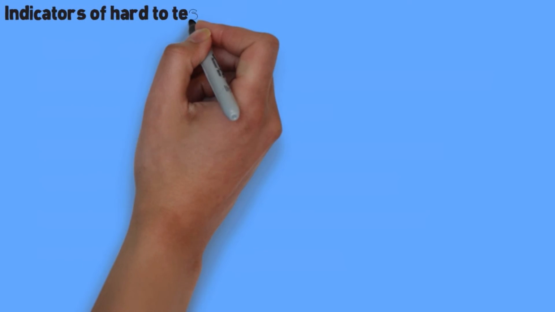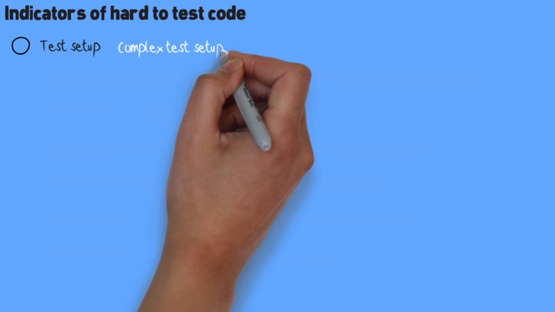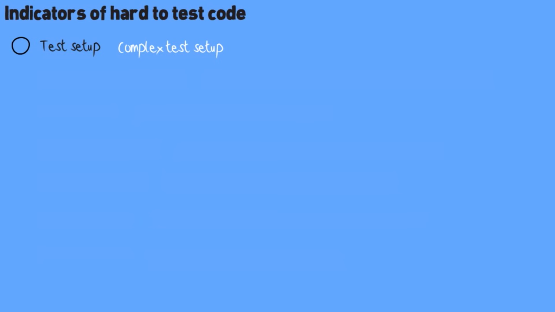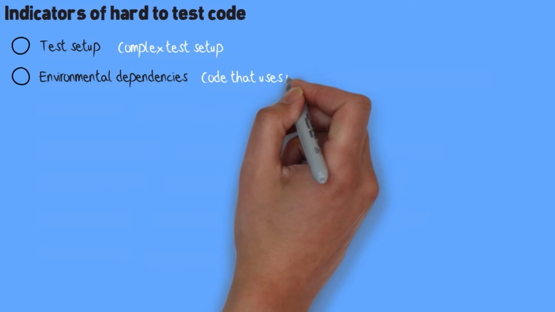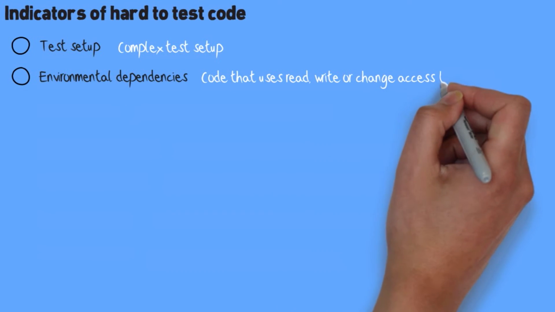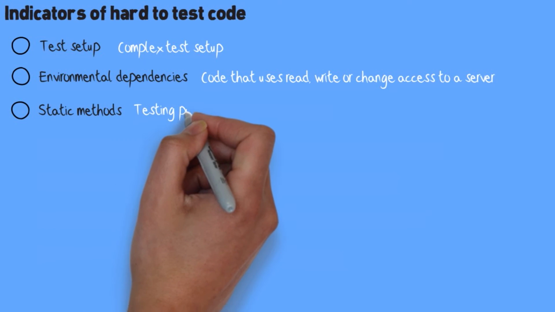Indicators of hard to test code. There are certain indicators that you can be on the lookout for regarding hard to test code. Test setup. Complex test setup, where you have to write excessive amount of code before you can do an actual assert in the test function. Environmental dependencies. Code that uses read, write or change access to a server is very hard to test, because you might not have the same access rights on the test or production servers. Static methods. Testing public static methods is hard.